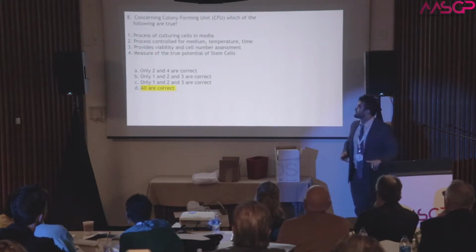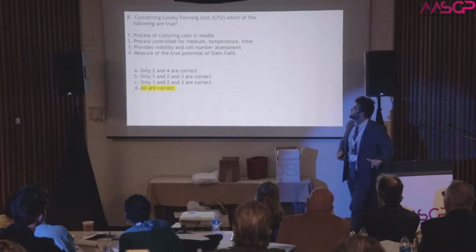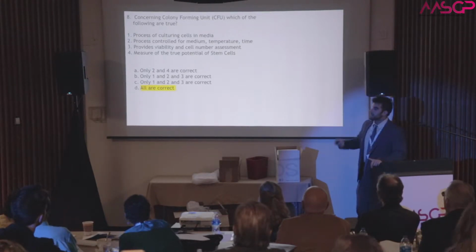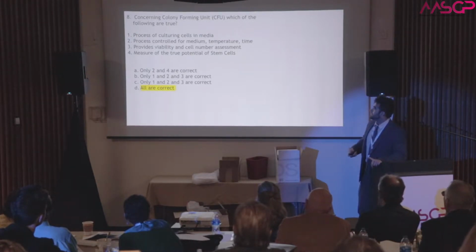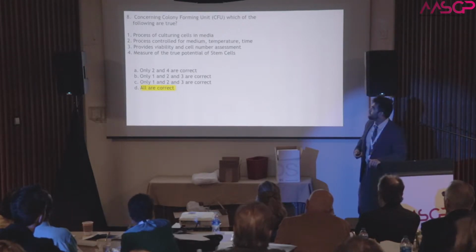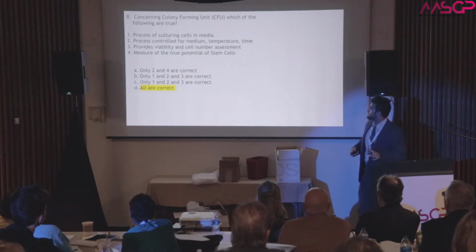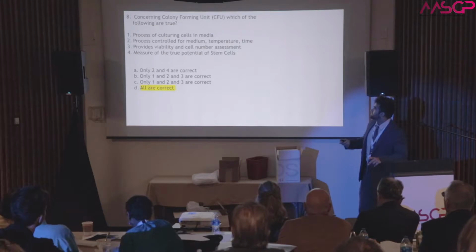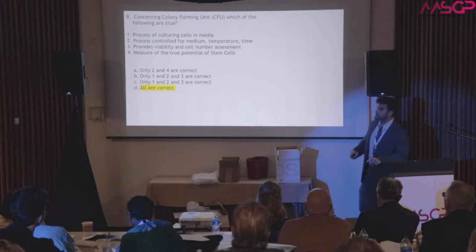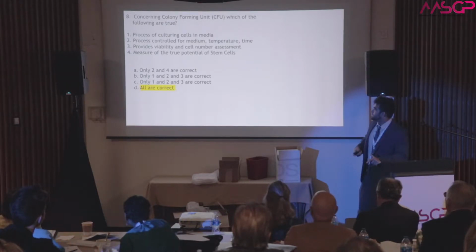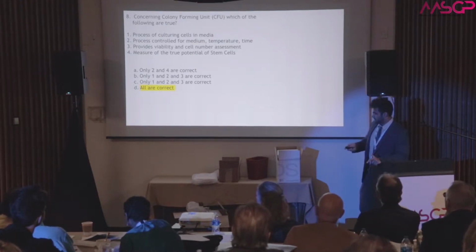Forgive me for not having a perfect explanation for every question, but I think it's good to see every question once. Colony forming units are our means of how we count viability, count cells. So all four of these describe it quite well. Culturing cells in media, on your agar plates or whatever media, controlled at medium, temperature, and time, so you obviously have an incubator. Lower temperatures are not needed. Viability and measurement potential.